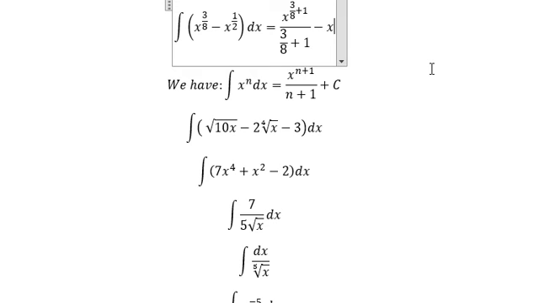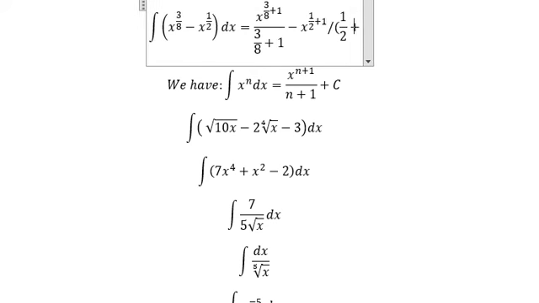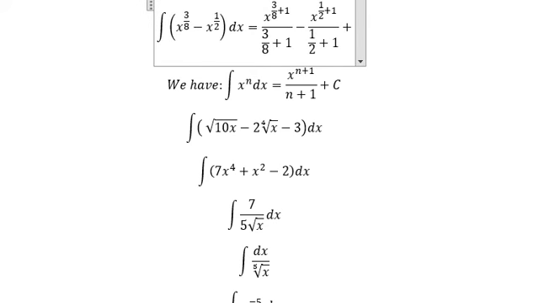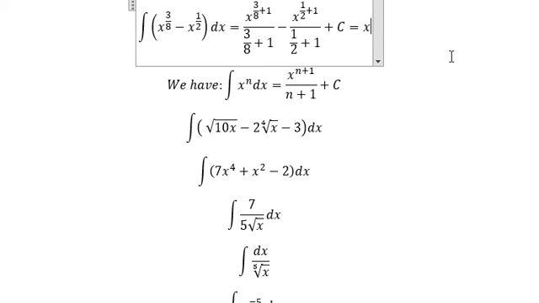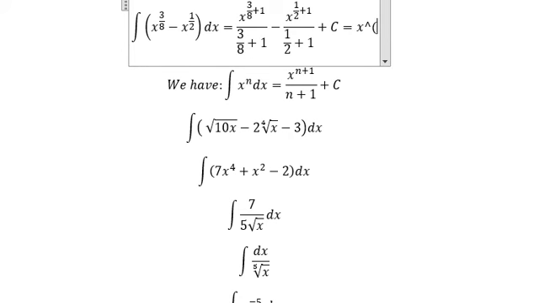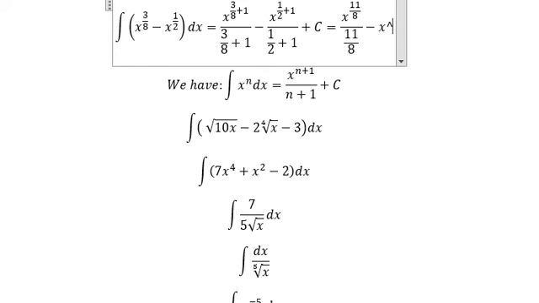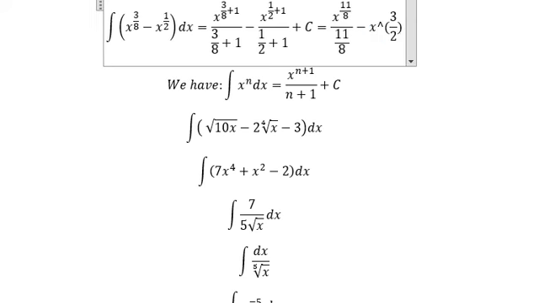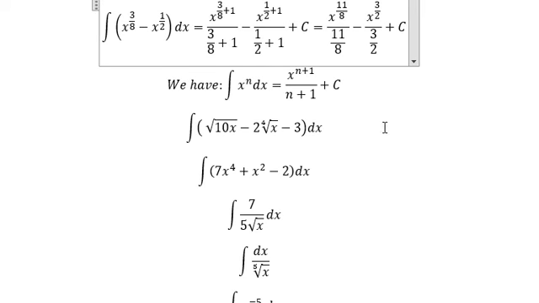Similar for the second one. And we put c. So this one in here, you will get 11 over 8 over 11 over 8, 3 over 2 over 3 over 2, and we put c. Now let's go to the next one.